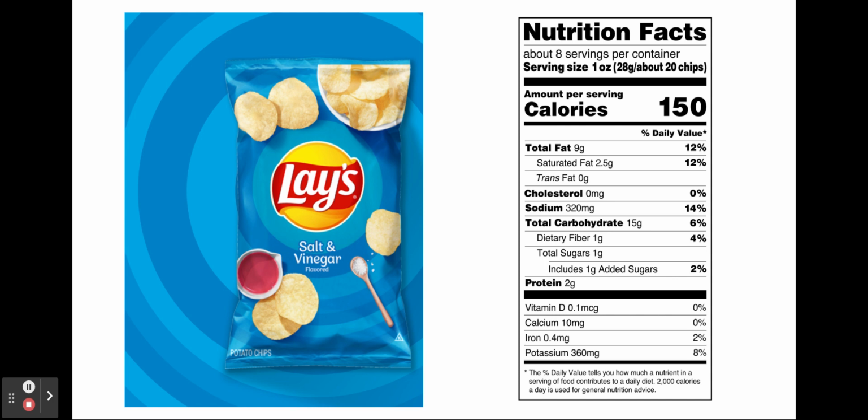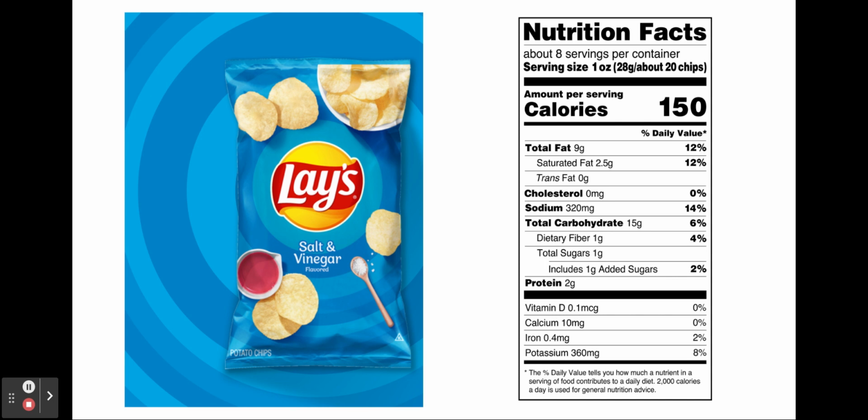This food has 9 grams of fat in 20 chips, which is 12% of your daily value. 2.5 grams of that fat is saturated, which is 12% of your daily allowed saturated fats. And there are 0 trans fats in these chips. 20 chips from this bag also has 2 grams of protein.